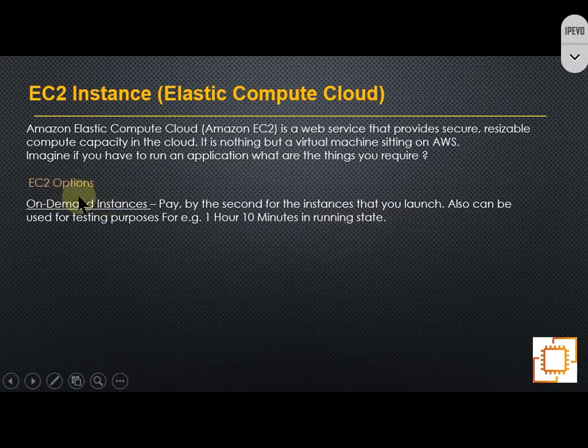This is the thing that we are going to use in our practice lab throughout this program, because this is the cheapest. I have to pay by the second. For example, if I use that machine only for 1 hour 10 minutes, and after that I terminate that instance, then for the time I use, I'm just going to pay for that. So this is called an on-demand instance.